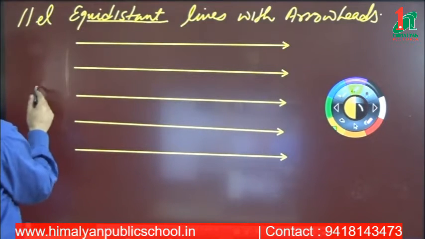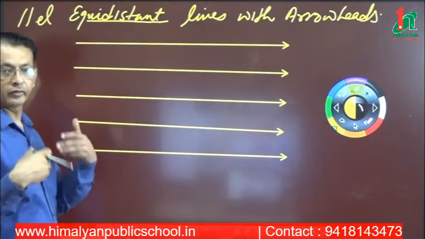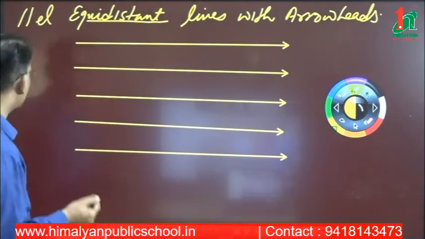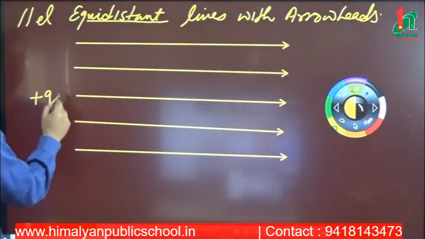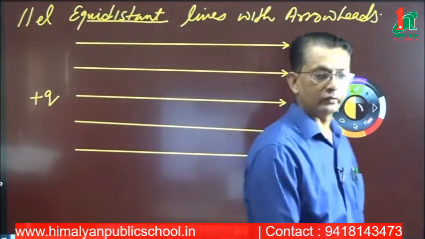Now you know the direction of electric field is from positive charge to negative charge. So here which charge will be situated? Plus Q, and here the charge will be minus Q.